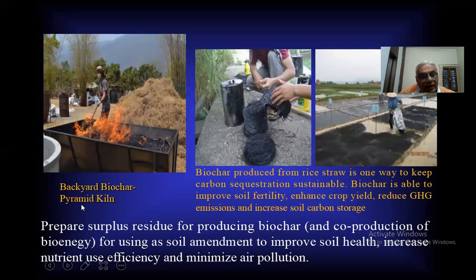Then backyard biochar pyramid kiln. You can prepare the biochar on a small scale in a pyramid pit. So you can prepare the biochar from the rice straw. Here, biochar produced from rice straw. Here you can see that they are prepared. The biochar from the rice straw is one way to keep carbon sequestration sustainable.